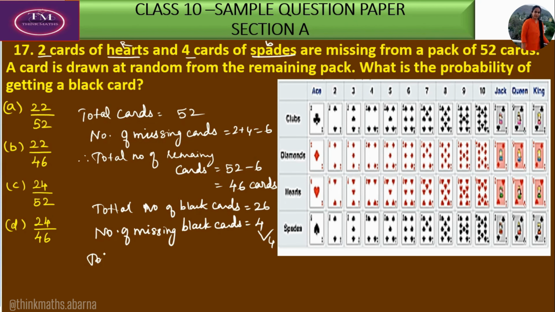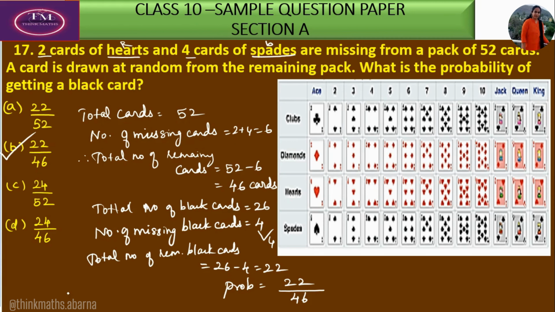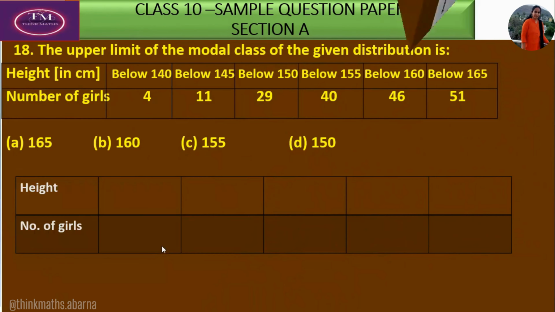Therefore the total number of remaining black cards: from the total 26 we have to take out 4. So it is 22. Now what is the probability? Probability is the number of black cards divided by the total number of cards, which is 46. So it is 22 by 46. So option B is our right choice. Okay, children, do you understand? So moving on to the 18th question.